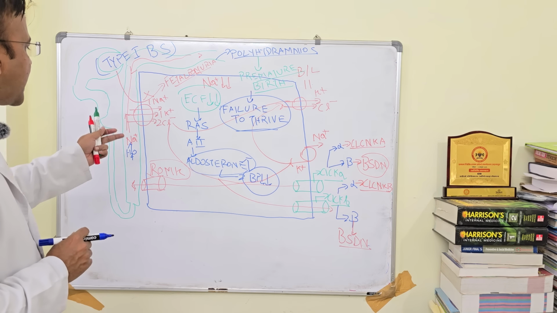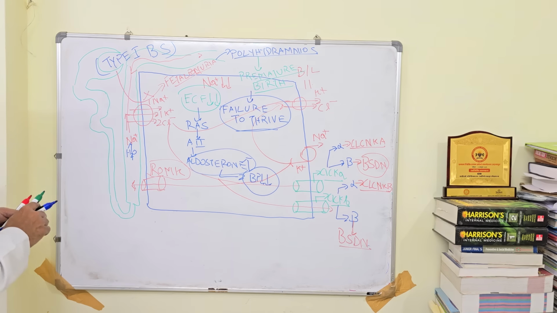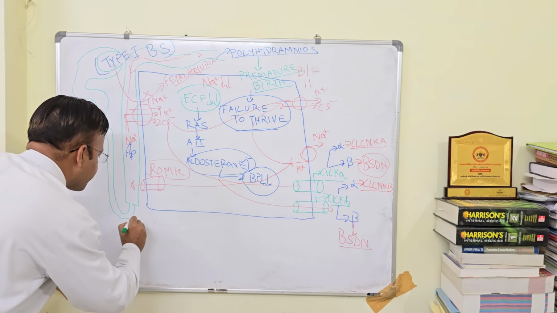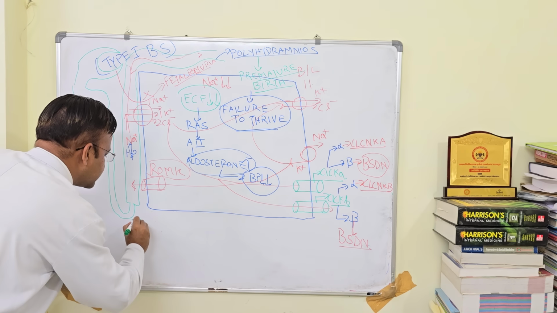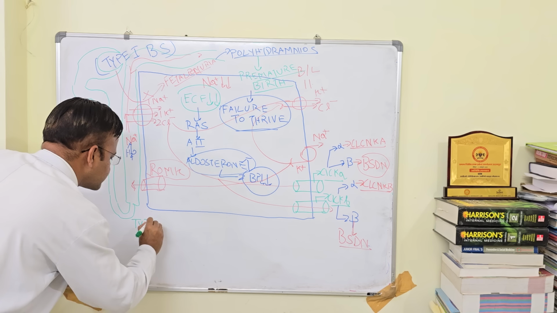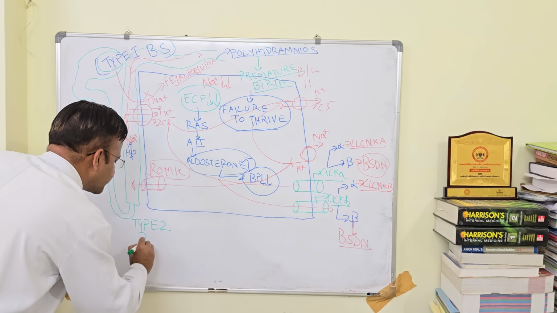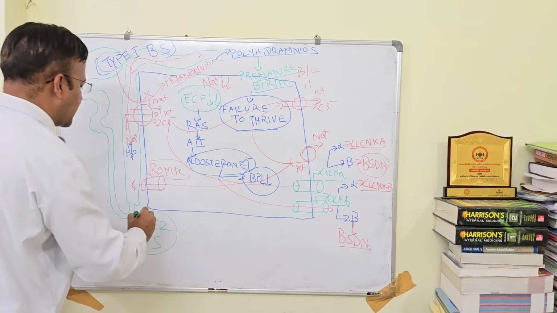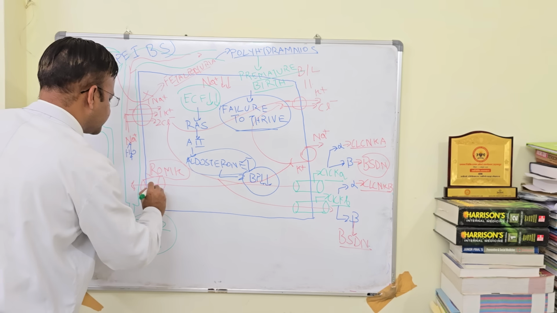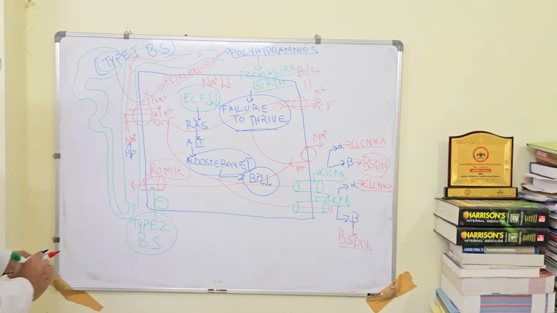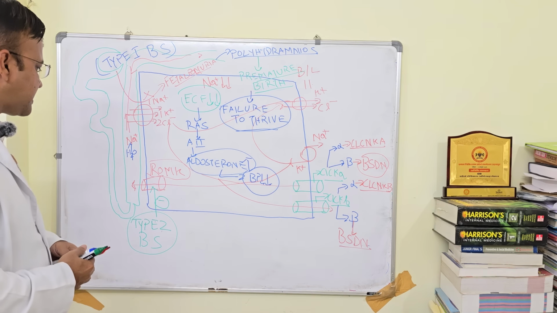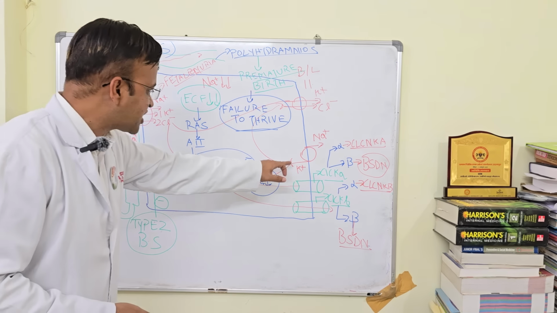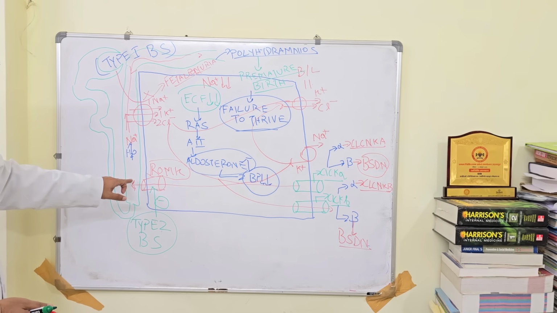So what goes wrong in type 2 Bartter syndrome? Let's draw type 2 Bartter syndrome over here. Type 2 Bartter syndrome is going to affect your ROMK channels. Now if these ROMK channels get affected, what exactly can go wrong? This potassium won't come outside.